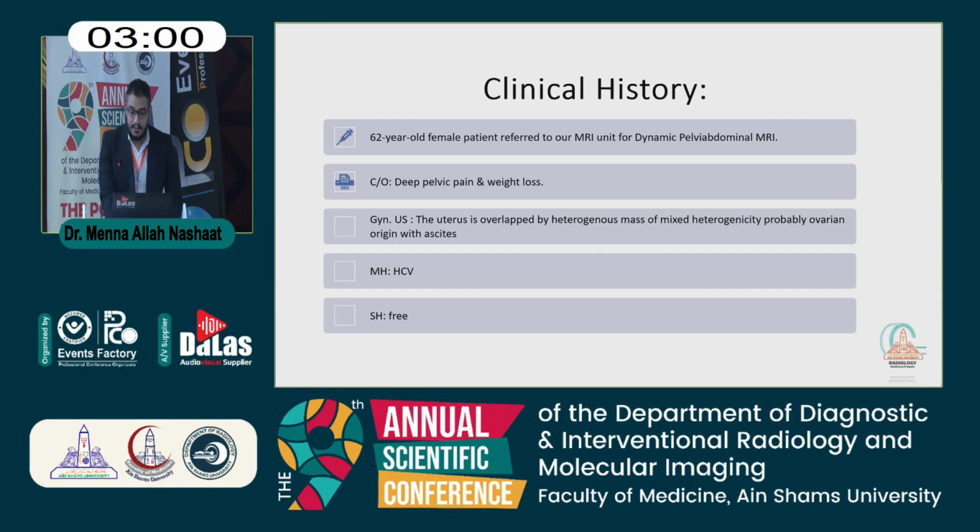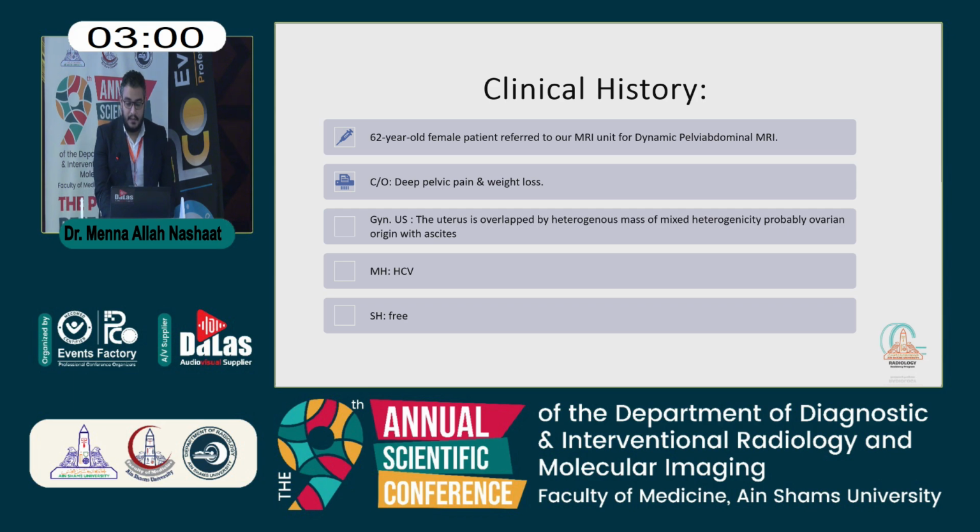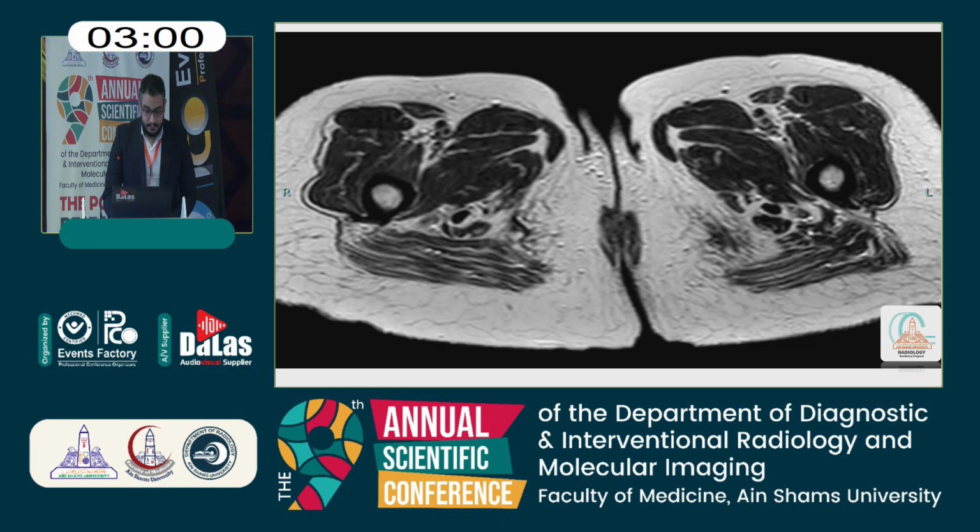Clinical history: a 62-year-old female patient referred to our MRI unit for dynamic pelvic abdominal MRI. The patient's main complaint: deep pelvic pain and weight loss. The patient had an ultrasound reported the uterus is overlapped by a heterogeneous mass of mixed heterogeneity, probably of ovarian origin. The patient has a positive history of hepatitis C virus. Surgical history was free.